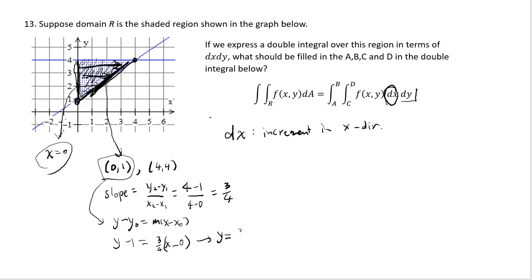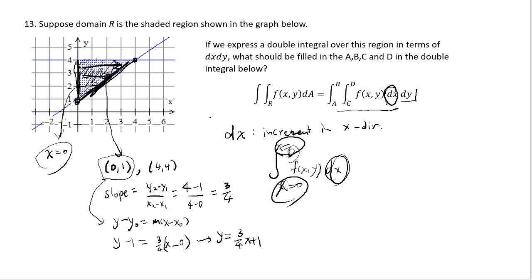Now, however, when you try to figure out what c and d are, notice that inside you have dx. That means these c and d have to be filled in with x equal to something. X equal to 0 is already in the form x equal to something. But this one here, y equals 3/4 x plus 1, is not okay, because this is not in the form of x equal to something.